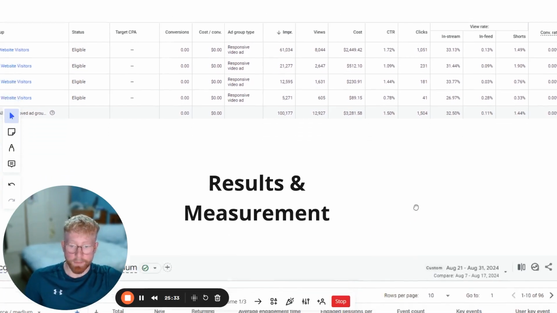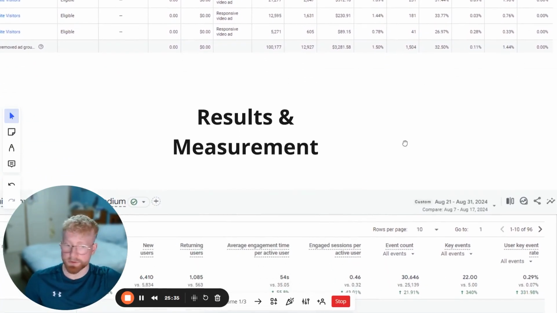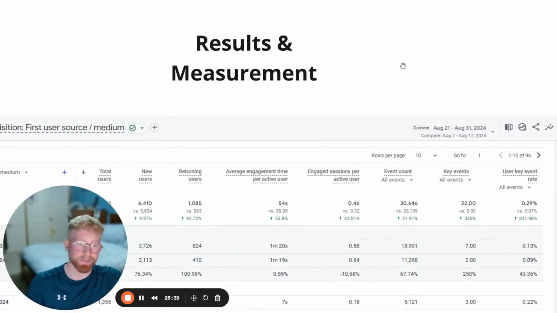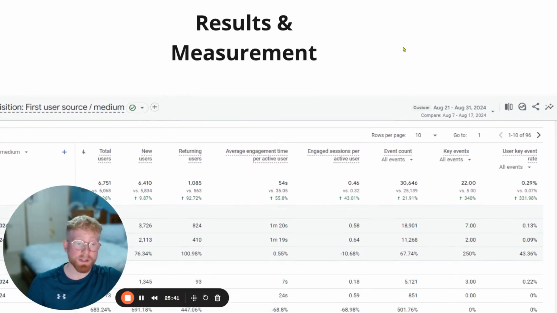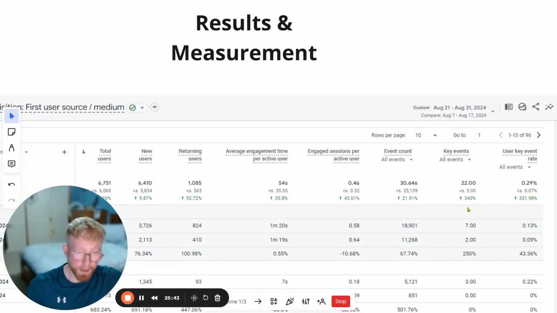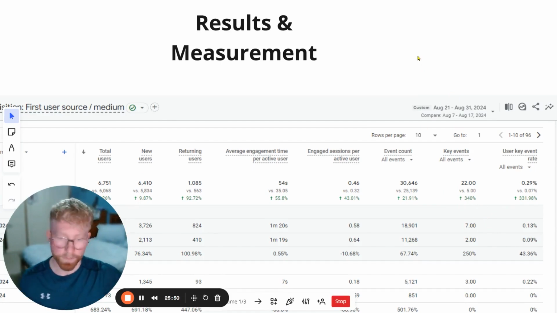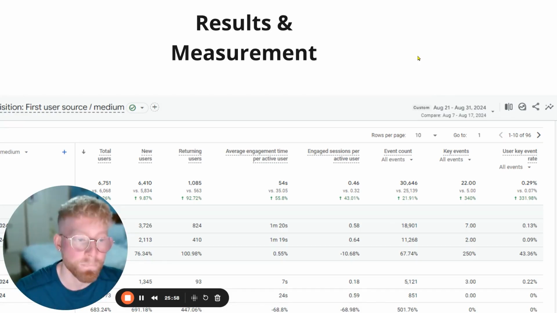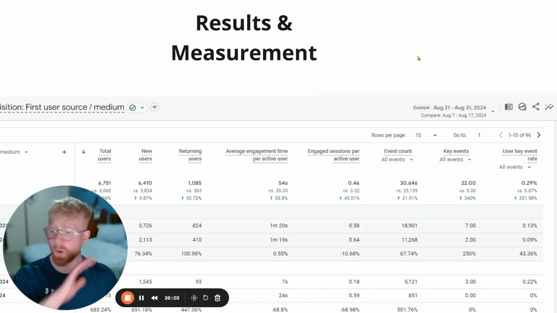Now I am having a look at GA4 because this is going to show us all conversions. The first thing is the key events, the conversion event that we're measuring. It increased by 340% period on period when we started the YouTube strategy, compared to the previous period where we weren't running the YouTube strategy and were only running paid search campaigns. Total conversions increased quite significantly here, which was great.